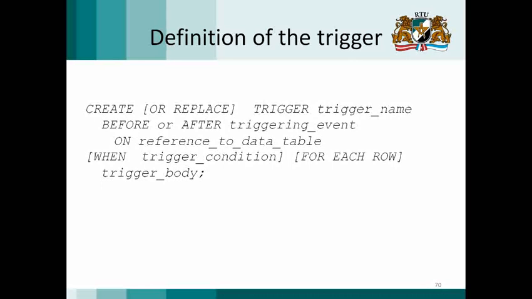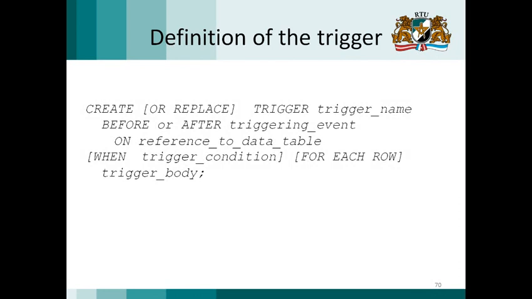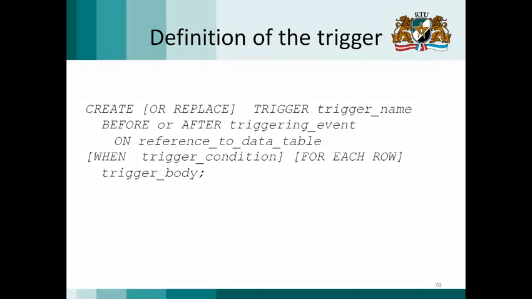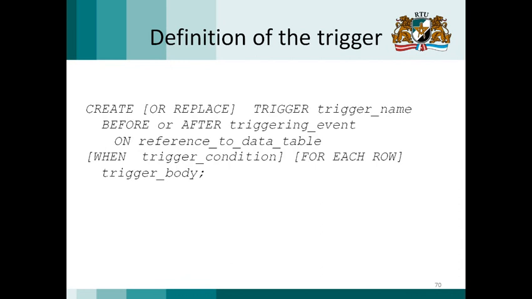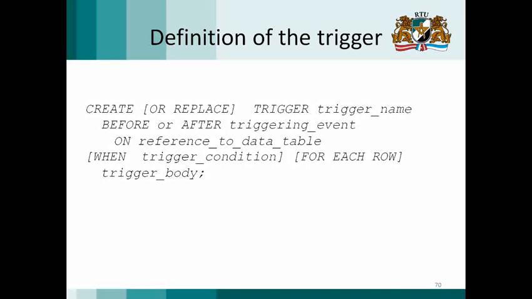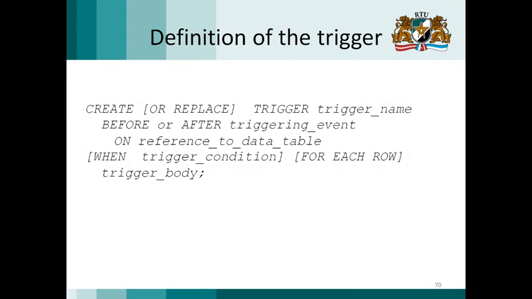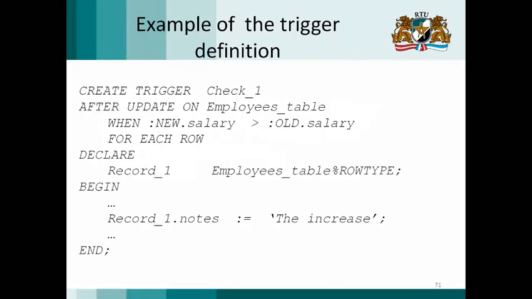There may be also no conditions, and it may be for each of the row that is affected, or only once for all the statement. So it will be executed either several times or only one time. And there is also a trigger body where all this code, the logic is written.